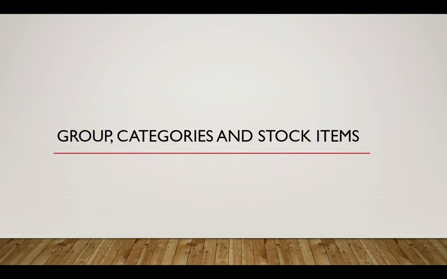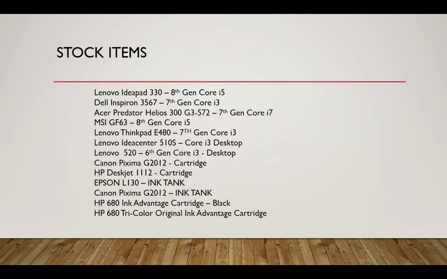To understand what groups and what categories are in Tally, assume that you are going to create the following stock items in Tally. So there are some laptops, there are some printers, and there are some ink cartridges. So each product has its own features. For example, there are laptops with i5 processor or i7 processor. There are printers which are of cartridge type or of ink tank type, and there are cartridges which are of black and white color or of color type.